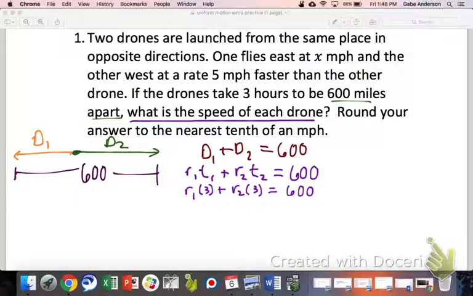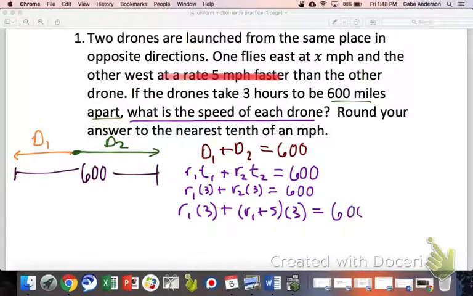One of them's faster. Yeah, one of them's faster than the other, and like Lydia said, exactly 5 miles per hour faster. So it doesn't really matter which one you do here. I just need to pick one of my drones to be faster. So I'm going to say R1 times 3 plus R1 plus 5 times 3, indicating that one of the 2 drones, in my case the second one, but it doesn't really matter which one is which, one of the drones needs to have a rate that's 5 miles per hour faster than the other one. So just add 5 to one of the 2 rates, and that shows that one of them is faster.